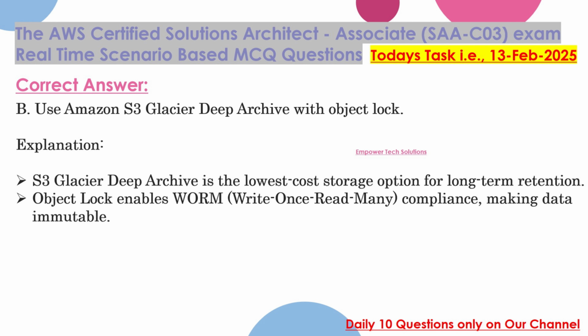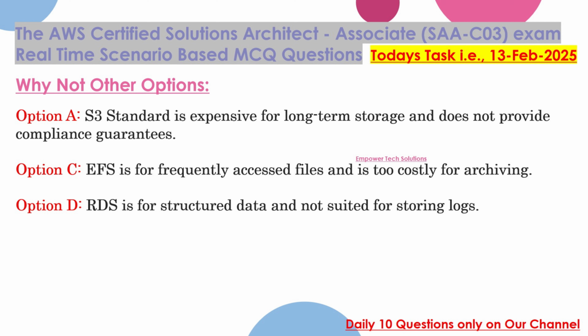Correct answer: B. Use Amazon S3 Glacier Deep Archive with Object Lock. Explanation: S3 Glacier Deep Archive is the lowest cost storage option for long-term retention. Object Lock enables WORM, write once read many, compliance, making data immutable. Why not other options? Option A. S3 Standard is expensive for long-term storage and does not provide compliance guarantees. Option C. EFS is for frequently accessed files and is too costly for archiving. Option D. RDS is for structured data and not suited for storing logs.